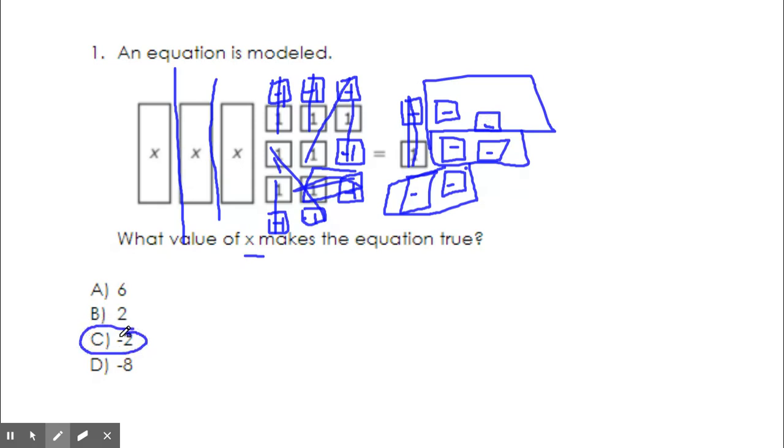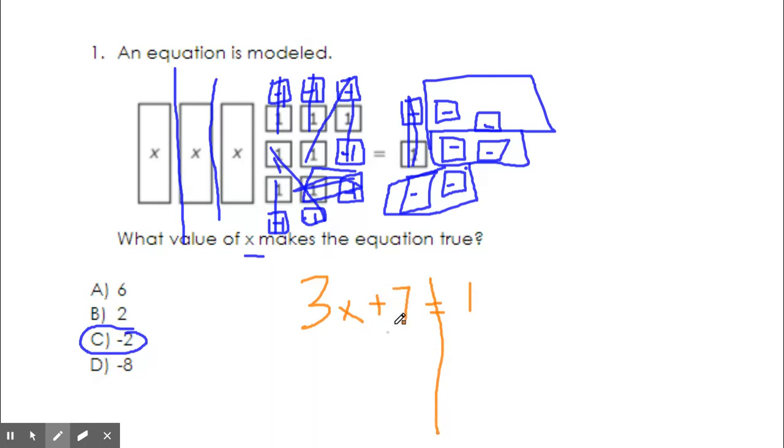Now that's one way to do it if you're using the picture. The other way is to see what equation is happening here and then work it from there. So I have 3 x's, so 3x, plus 7 ones, equals 1. And then I go about solving it the way we've done it with drawing a line underneath. And whatever I do to one side, I do to the other.